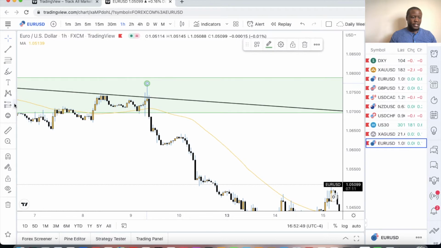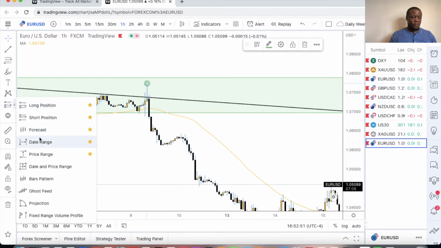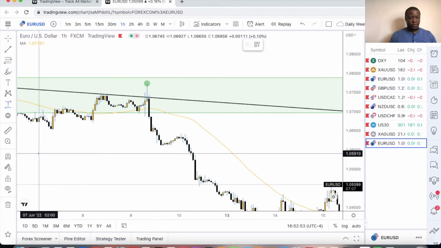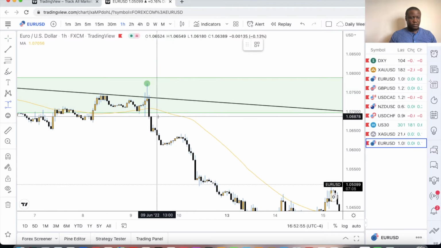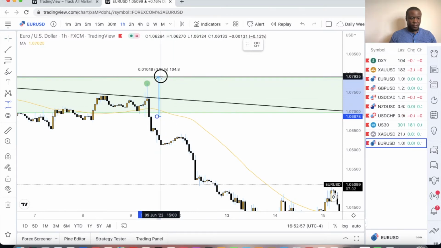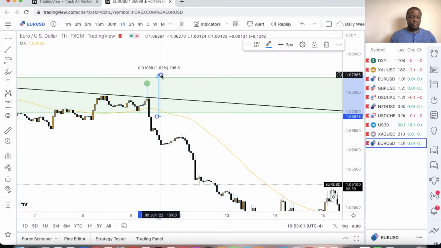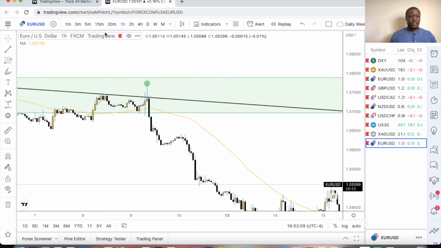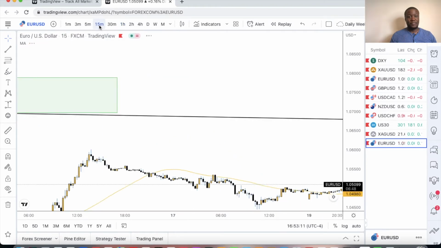But the thing with that, we would have to put our stop way above here, right? We don't want that. That'll be like a 100 pip stop loss. We don't want that. That's not a sniper entry. So we could break it down even further to the 15-minute.